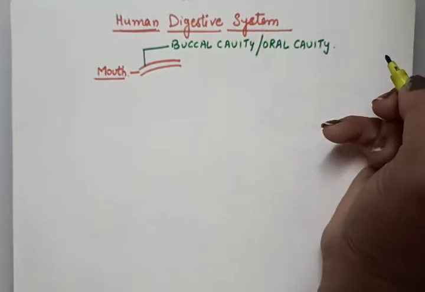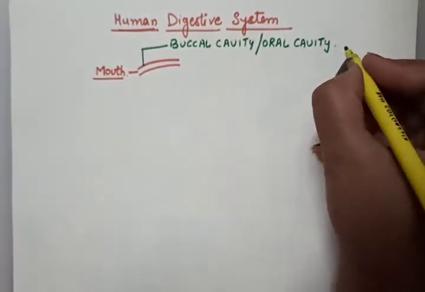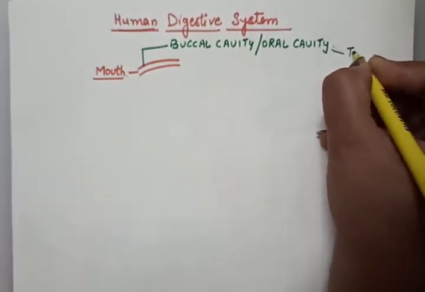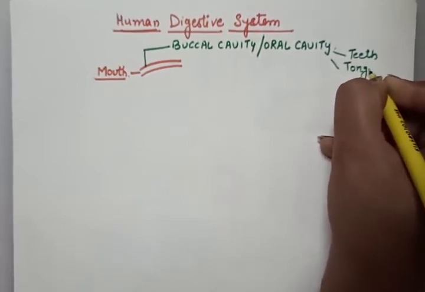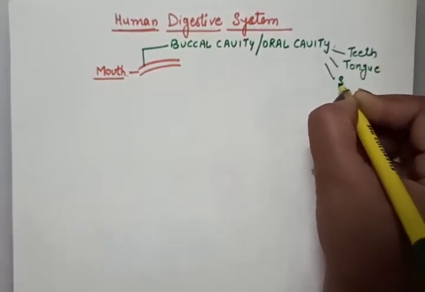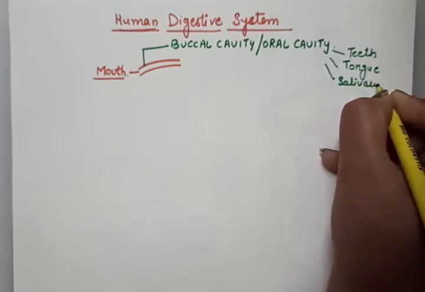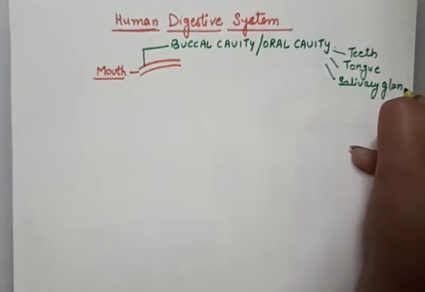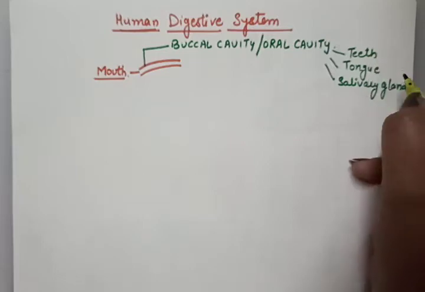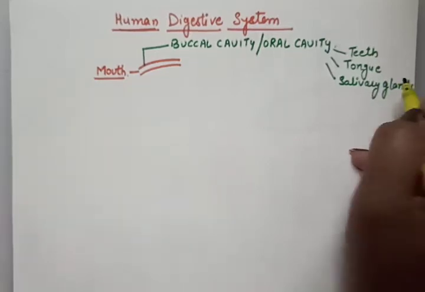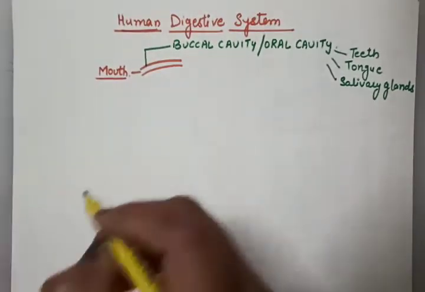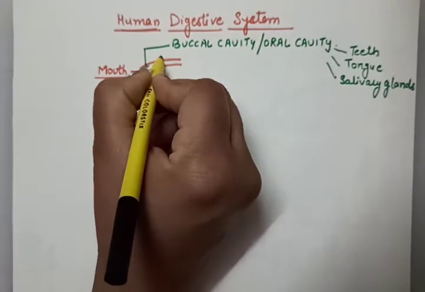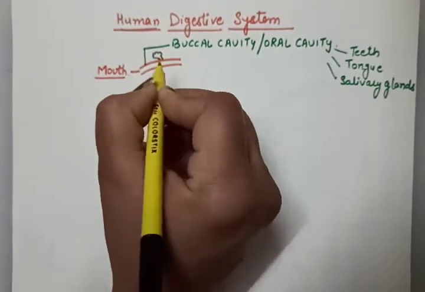Okay, what is it having? It is having teeth, tongue and salivary glands. Okay, the salivary glands, 3 pairs of salivary glands are there. Okay, like this way you can draw. These are salivary glands.